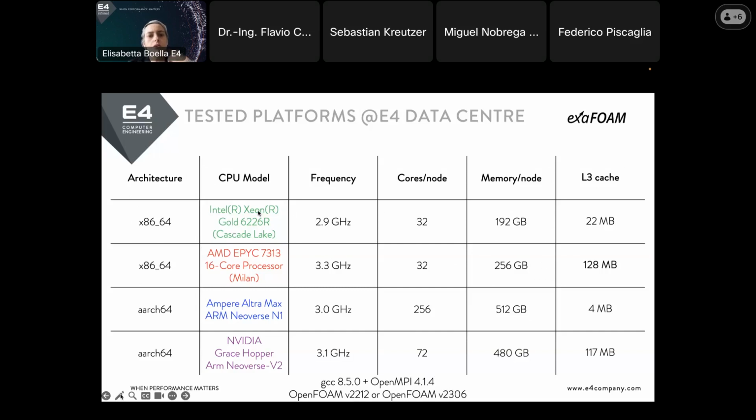We did intranode tests. So we run these microbenchmarks only on one node, and we use either one node of Intel Cascade Lake or one AMD Milan, which are both based on x86 architecture, or Ampere Altra Max, which is based on ARM Neoverse N1, or NVIDIA Grace Hopper, which is based on ARM Neoverse V2.